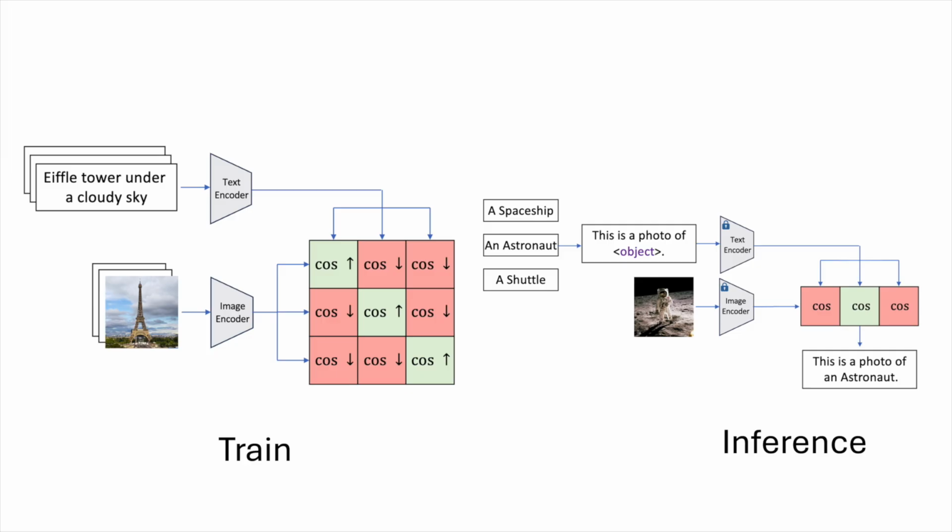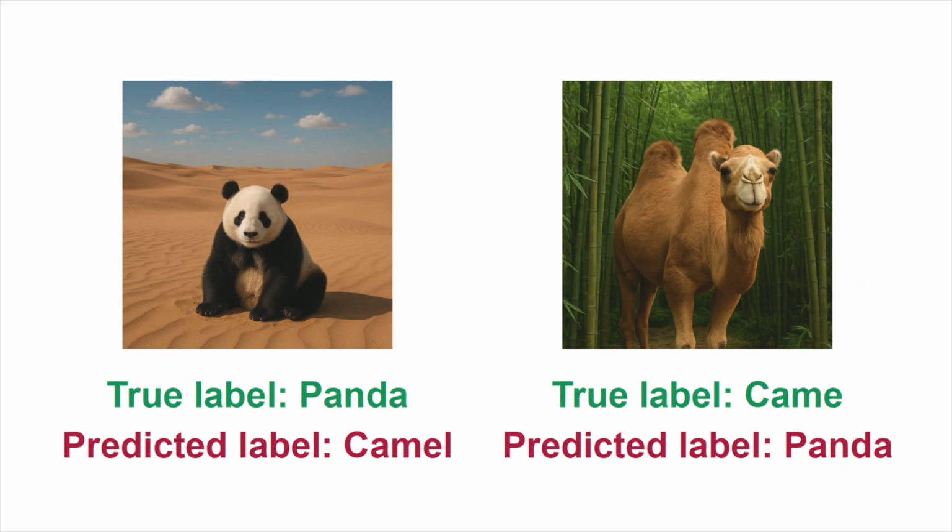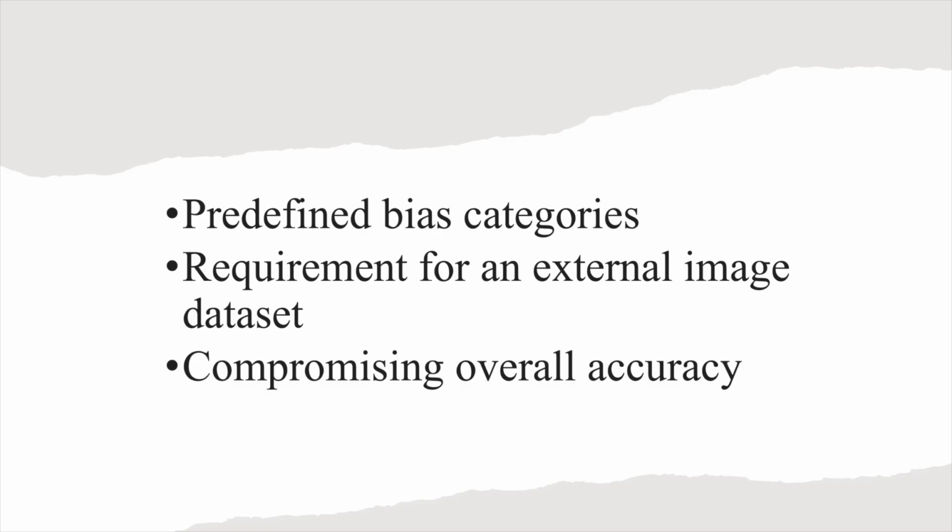But they also inherit dataset biases, like camel implying desert or panda implying bamboo. So models over-rely on background or context rather than true class features, hurting worst group performance. Prior approaches either need predefined bias categories, rely on external images, or degrade accuracy by removing semantic content. We wanted a way to remove spurious cues without extra data or task-specific labels, and still keep image text alignment.